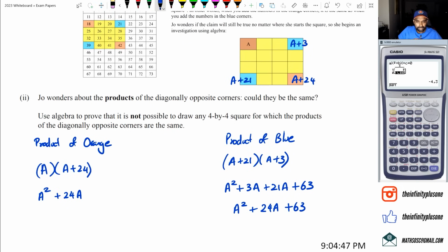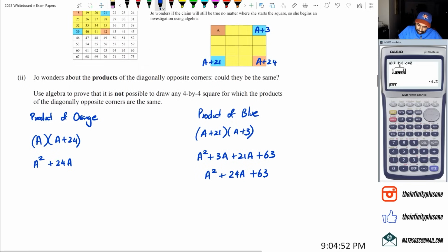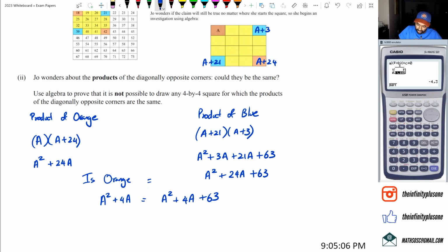And what is she saying? It's not possible where the opposite corners are the same. So we're actually going to put both of these together. All right, so what we're going to do is a squared plus 24a equals a squared plus 24a plus 63. I'm trying to figure out, is orange equal to blue? And as you guys can see here, there's a squared on both sides.